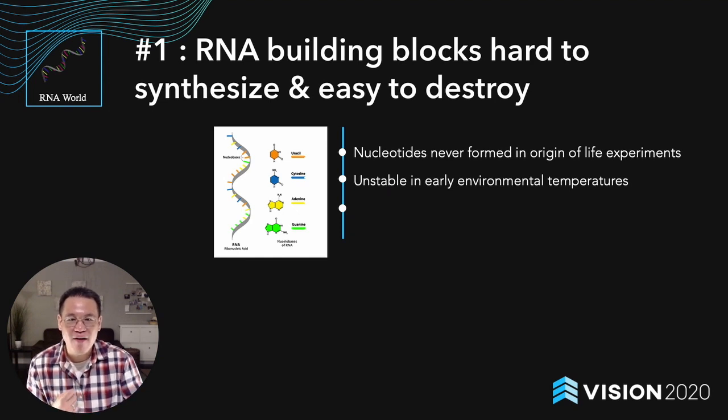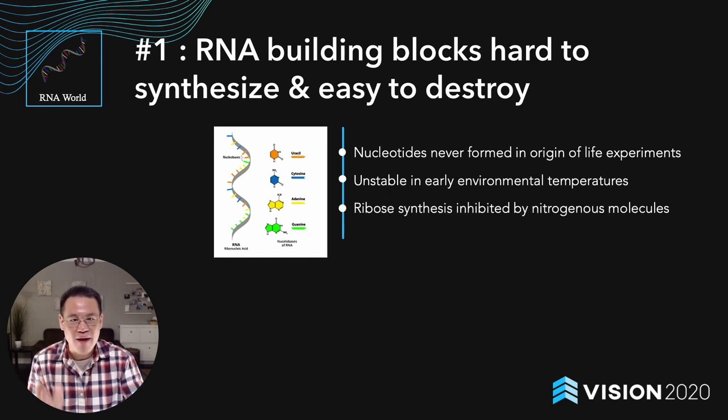And scientists have also found that producing the sugar ribose is problematic as well. Ribose is thought to arise from something called the Formose reaction. Starting with formaldehyde and water, you get a whole bunch of different sugars, including ribose. But all this gets inhibited in the presence of nitrogen-containing molecules, of which there are amino acids and nucleotide bases. And yet these very elements are what's required for the formation of RNA.